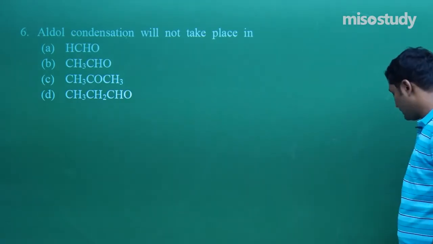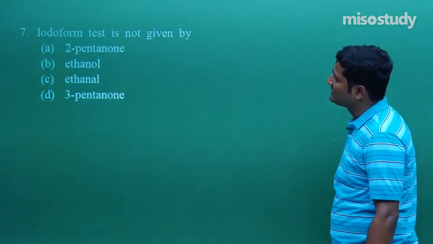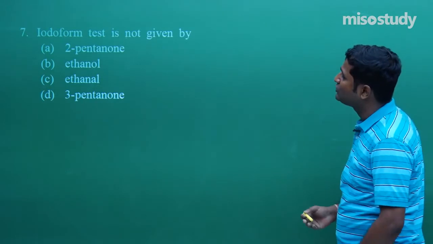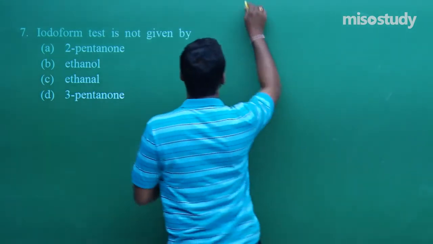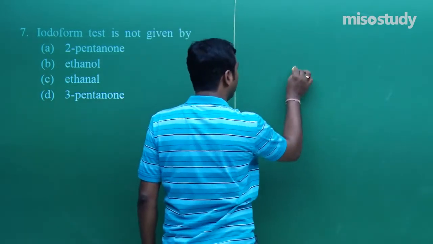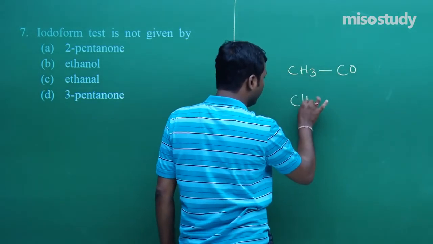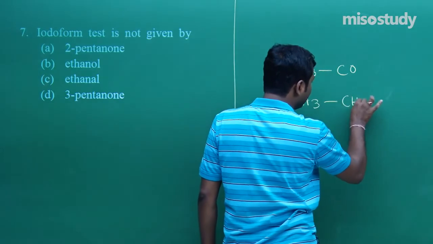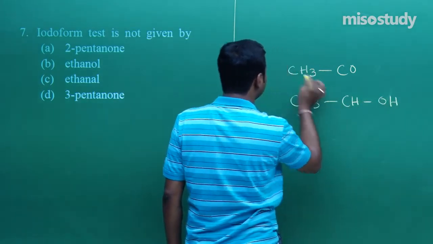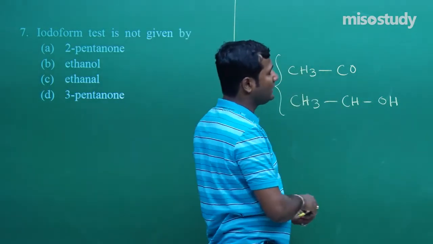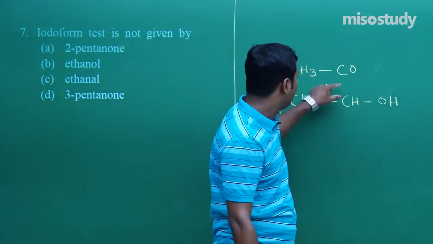Now let's move to the next question. Question number 7. Iodoform test is not given by. What is the rule of the iodoform test? As we know, if there is a CH3CO linkage or if there is a CH3CHOH linkage, then those molecules can perform the iodoform test.